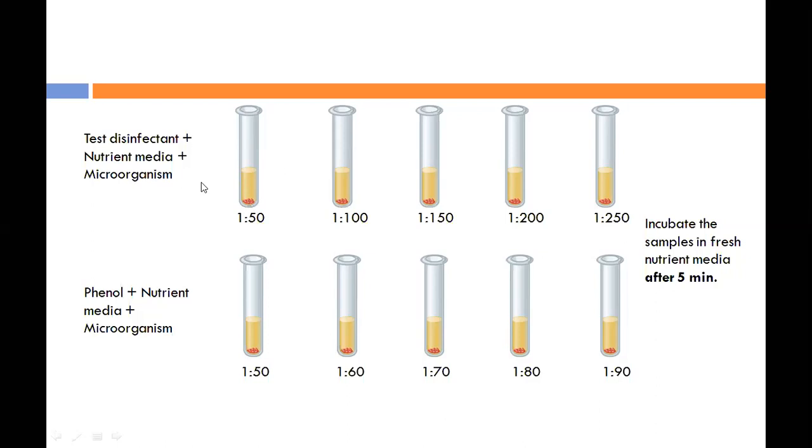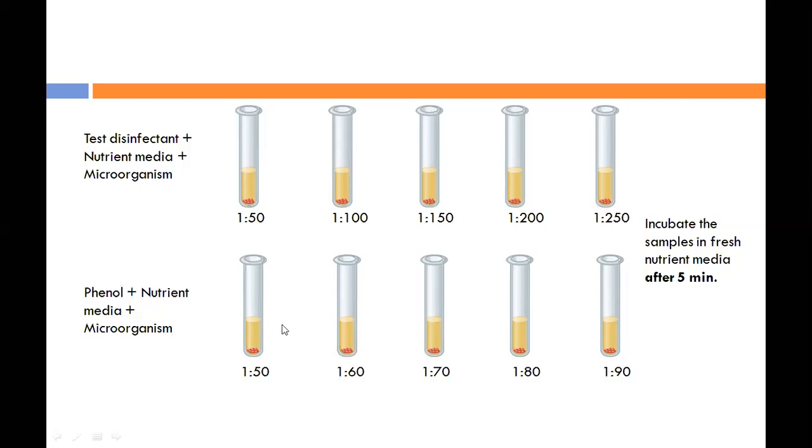Okay, so that was about the set of Lysol. Now, the same thing we have done for phenol. In nutrient broth, we have added the first concentration of phenol, that is 1:50, and made further dilutions: 1:60, 1:70, 1:80, and 1:90. And again, in all these test tubes we have inoculated an equal amount of microorganism.